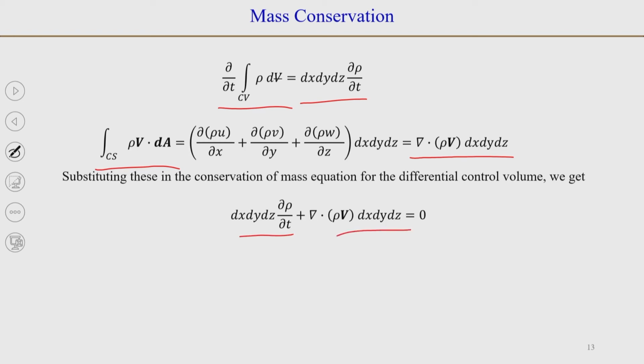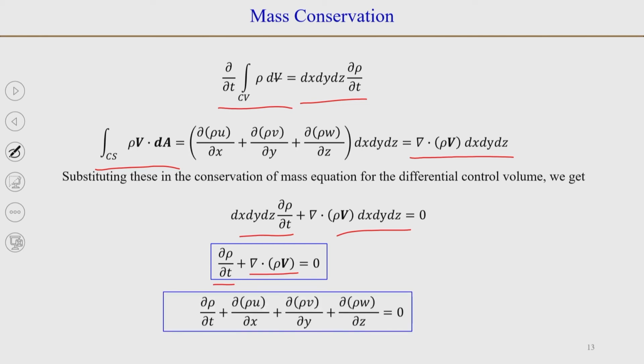So, we can divide by dx dy dz, and the equation in vector form we will get is ∂ρ/∂t plus del dot ρ v is equal to 0, or if you expand it in Cartesian coordinates, you can write ∂ρ/∂t plus ∂/∂x of ρu plus ∂/∂y of ρv plus ∂/∂z of ρw equals 0. It is easier to remember in this form, and it is useful to remember the continuity equation when you are studying a fluid mechanics course.